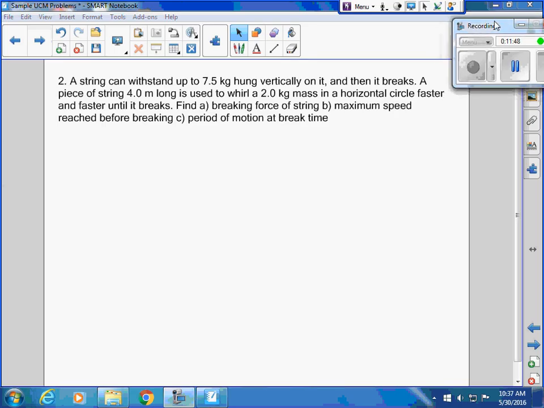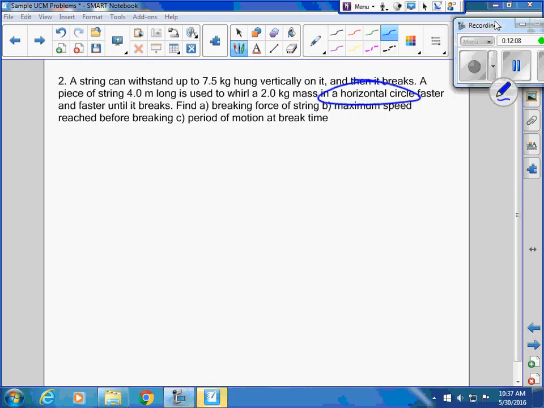Okay, so this one's got a little twist to it. Today we're just dealing with horizontal circles. Nick, are you with us? Okay, so you will notice that it says here a string can withstand up to 7.5 kilograms hung vertically on it and then it breaks. A piece of string 4 meters long is used to whirl a 2 kilogram mass in a horizontal circle. So it is a horizontal circle, but this 7.5 kilograms hung vertically on it is kind of like the test strength on a fishing line. It's how much it can withstand before it breaks.